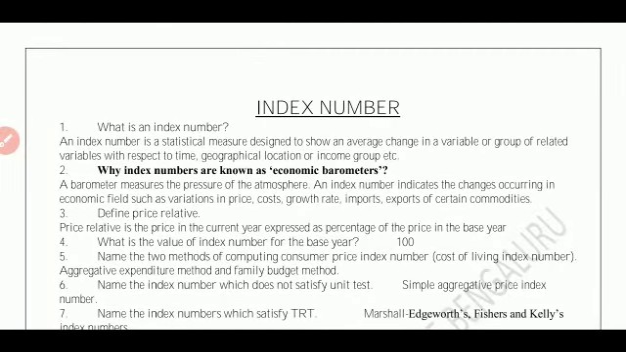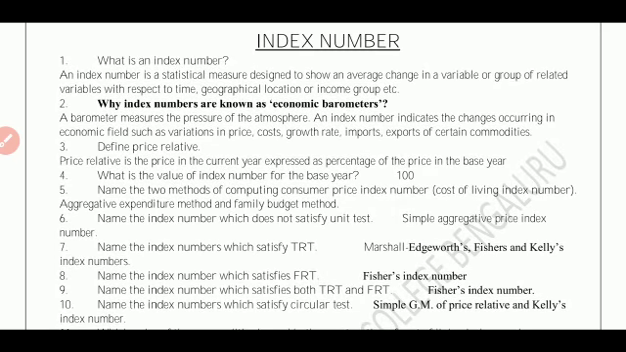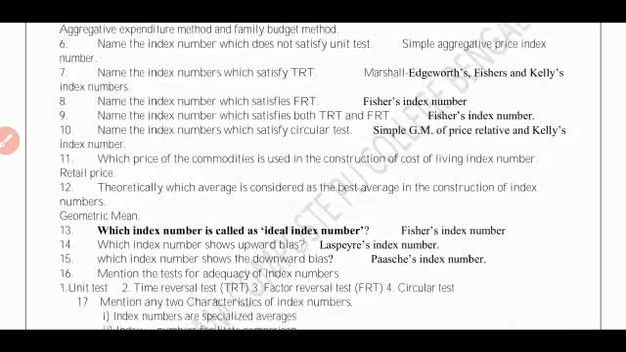Then you have index numbers. What is an index number? Then second, why are index numbers known as economic barometers? Then define price relative. Then fourth question, what is the value of the index number for the base year? The answer is given, it's 100. Then name the 2 methods of computing consumer price index number, also called cost of living index number. Everything is given, you just have to go through it, that's it.